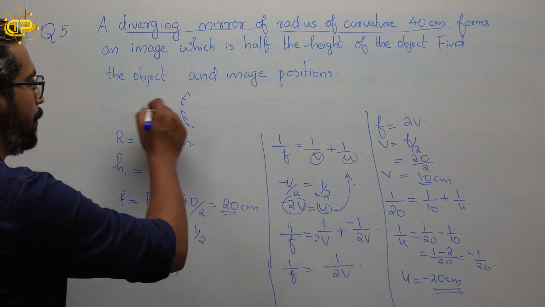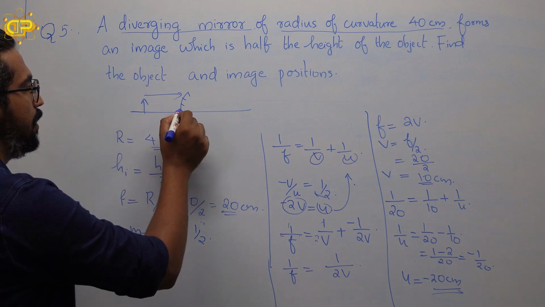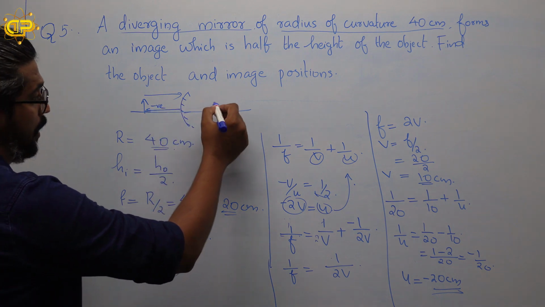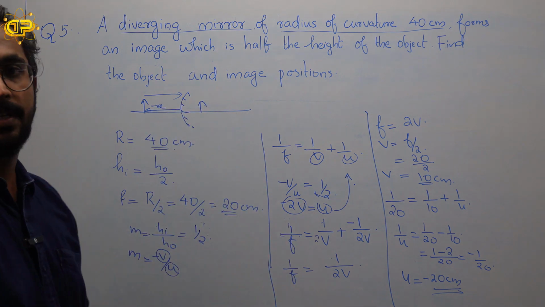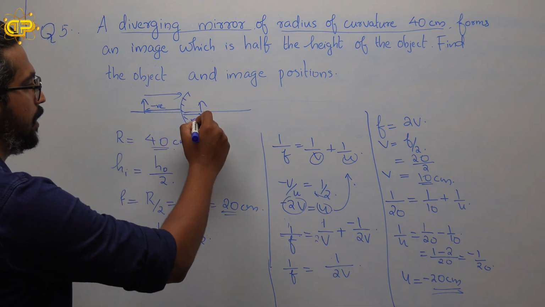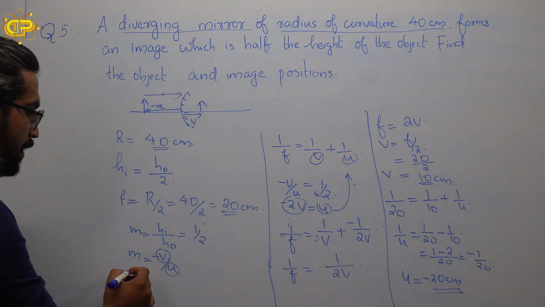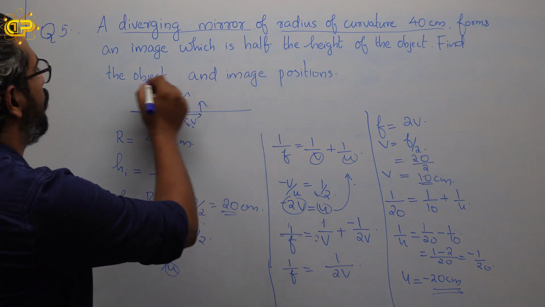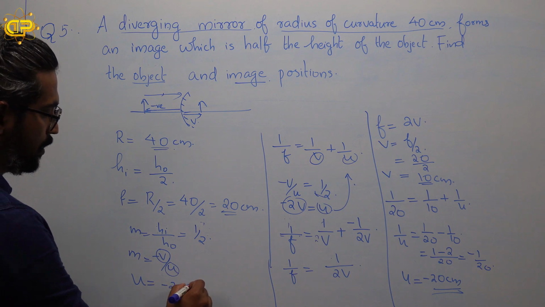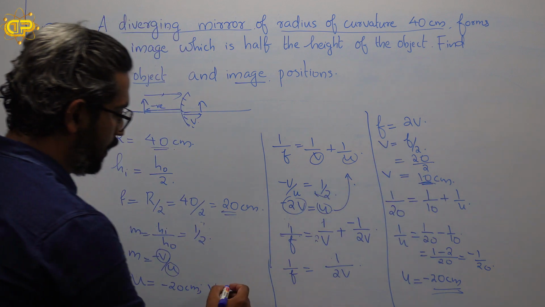U will always be negative. Why? Because you can say the object is kept somewhere here, and this is an incident ray. The measurement U is from the pole, so this will be opposite, so this will be negative. But in the case of a convex mirror, it is always forming a virtual image, so the virtual image measurement is taken in the same direction as that of the incident ray. So you are getting the values for object and image: object U is equal to minus 20 centimeter and image V is equal to 10 centimeter.